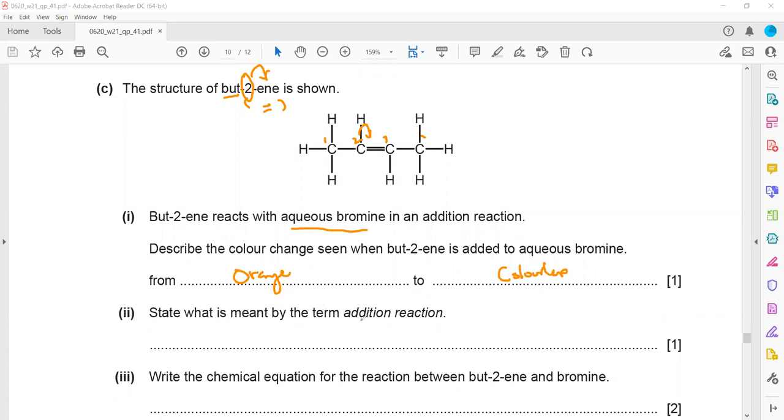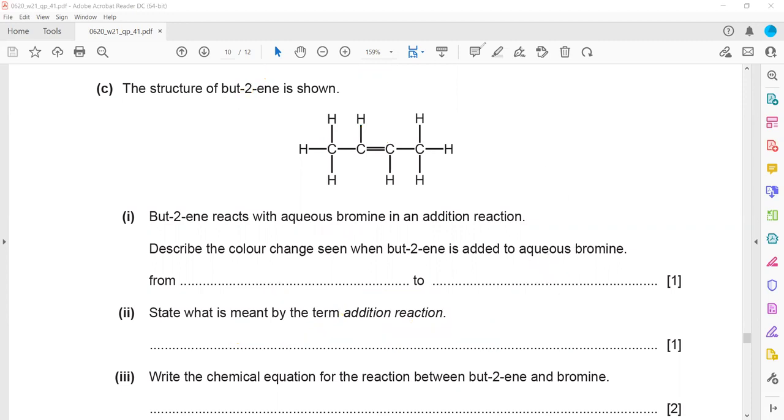The next part: what is meant by the term addition reaction? What is the definition of addition reaction? The term addition reaction means when we have more than one reactant and only one product, we call that an addition reaction. When the reactants combine, they give only one product. That type of reaction is known as an addition reaction.